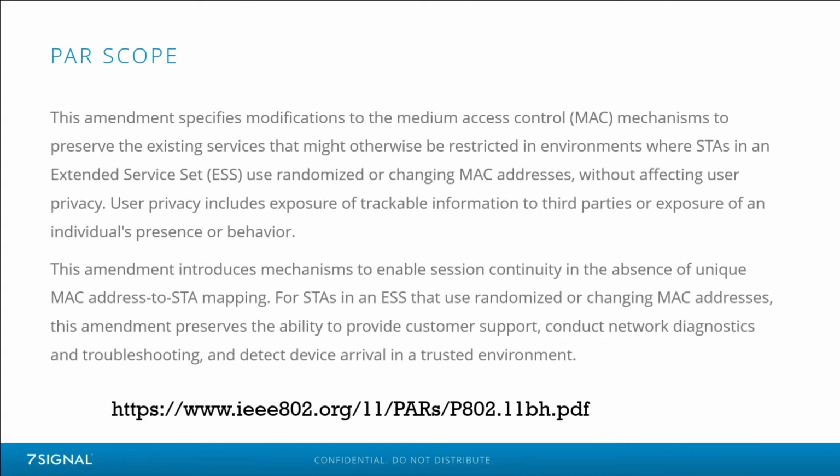On past webinars, I talked about the PAR. For people who are not familiar with it, that's before the task group gets started, you have to define what you want to go off and do. You create a project authorization request, and we refer to them as a PAR. That PAR has to be approved, and that PAR has been approved.